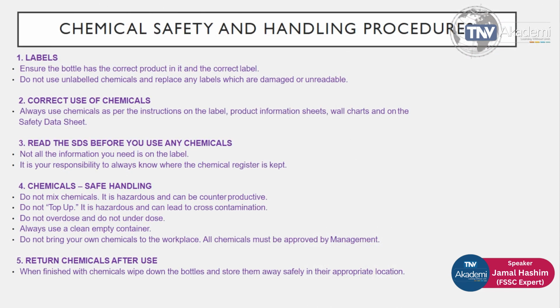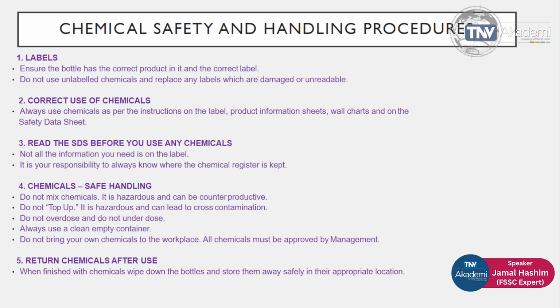So now I will discuss chemical safety and handling procedures point by point. First is the label. Ensure the bottle has the correct product in it and the correct label. Do not use unlabeled chemicals and replace any labels which are damaged or unreadable. Correct use of chemicals: always use chemicals as per the instructions on the label, product information sheet, wall charts or the safety data sheets. Number 3, read the SDS before you use any chemicals. Not all the information you need is on the label.